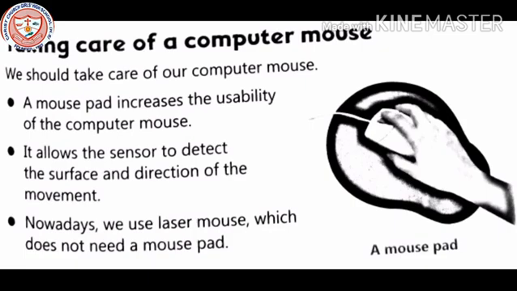Number two, it allows the sensor to detect the surface and direction of the movement, which allows the sensor to work properly, and whether we are moving it to the right or left, it can sense it very fast and very properly. Number three, nowadays we use a laser mouse which does not need a mouse pad. So these were some ways by which we can take care of a computer mouse.